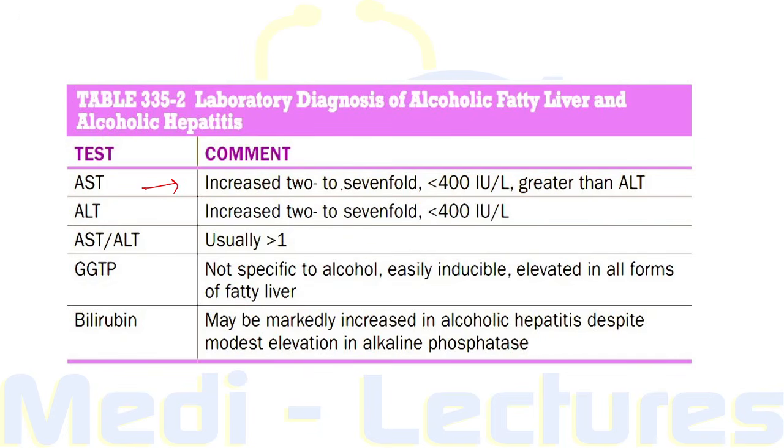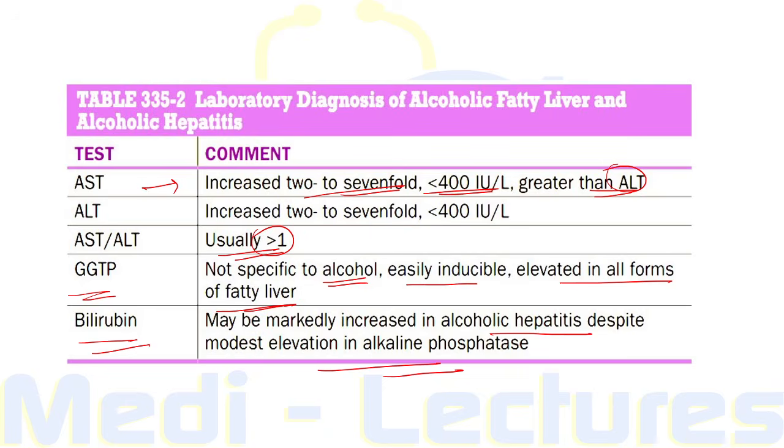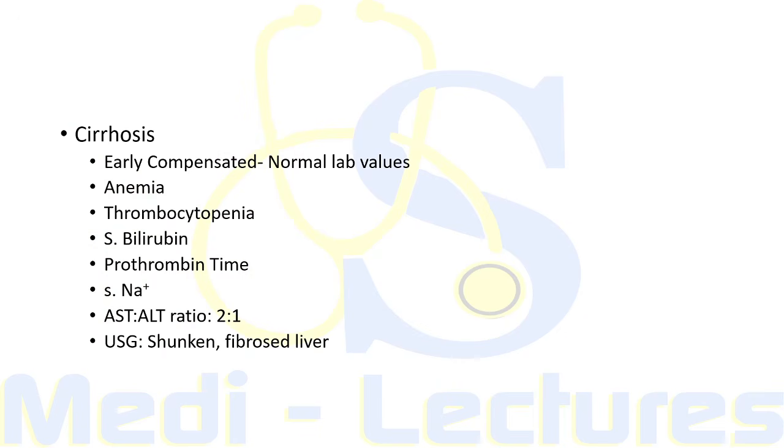AST is increased 2 to 7 fold and less than 400, but will be greater than ALT, with AST:ALT ratio more than 1. GGT is non-specific to alcohol, easily inducible and elevated in all forms of the fatty liver. Bilirubin may be markedly increased in alcoholic hepatitis despite the modest elevation in alkaline phosphatase. Now coming on to the lab abnormalities seen in cirrhosis.